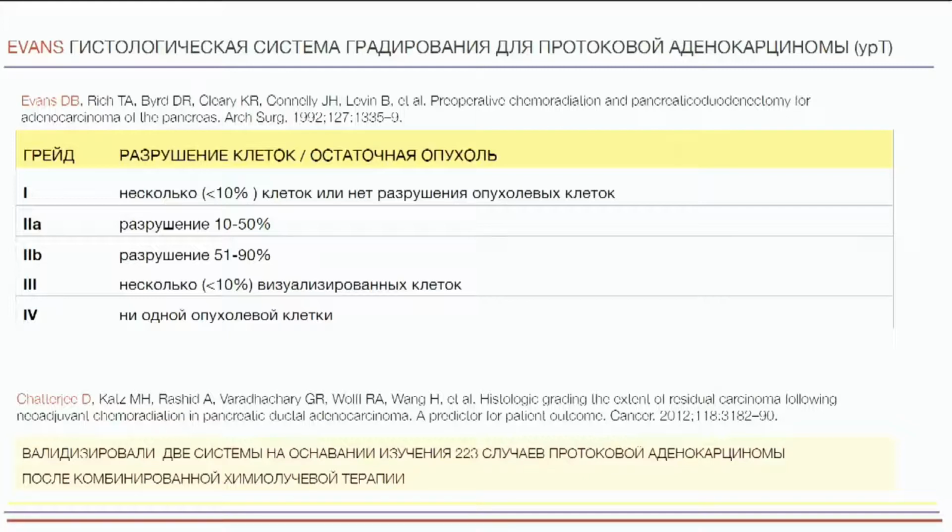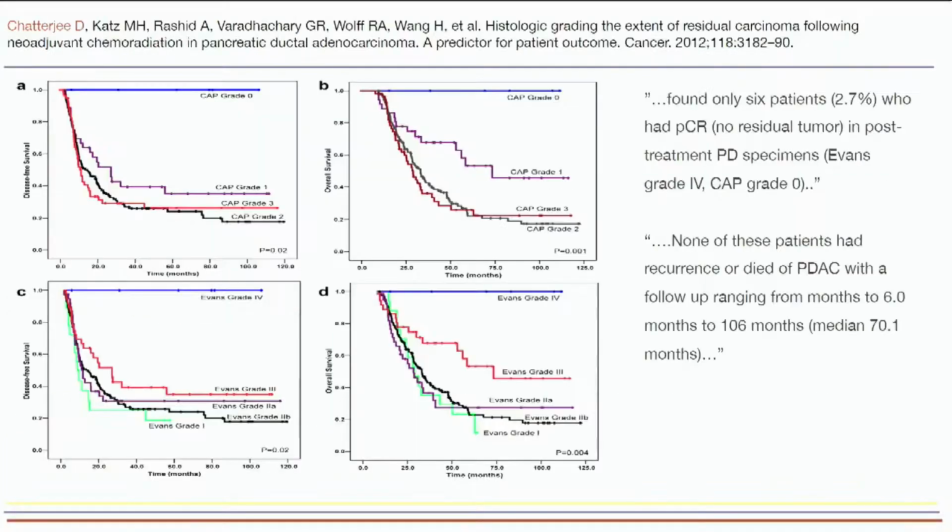So this is a group of co-authors, and this is a very good publication of 2012. They tried to provide validation of Evans grading using 223 serious cases of ductal adenocarcinomas, and then compared their data on overall survival and relapse-free survival using both grading systems. So from this article we can conclude that neoadjuvant treatment was combined, that was chemoradiotherapy provided to these patients.